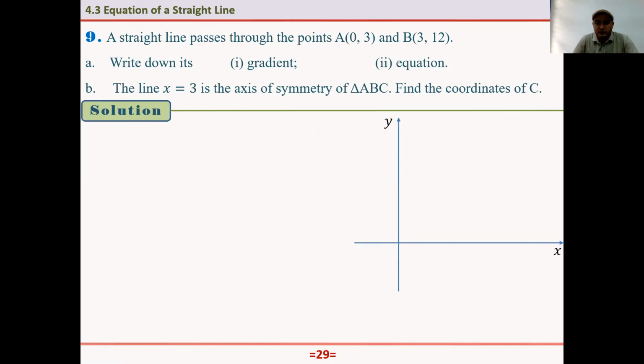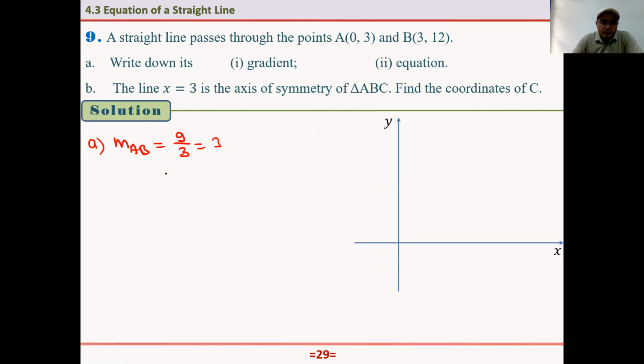But to do this one, I think we need to draw this. That's why I put here these two lines, so that we can draw a more accurate picture of this. So if you start with A, write down its gradient. Immediately, using the gradient of these 2 points, what we mean by the gradient of AB is the gradient of a line passing through these 2 points. That's equal to 12 minus 3, that is 9, over 3 minus 0, that's equal to 3. So the gradient of this line is 3.